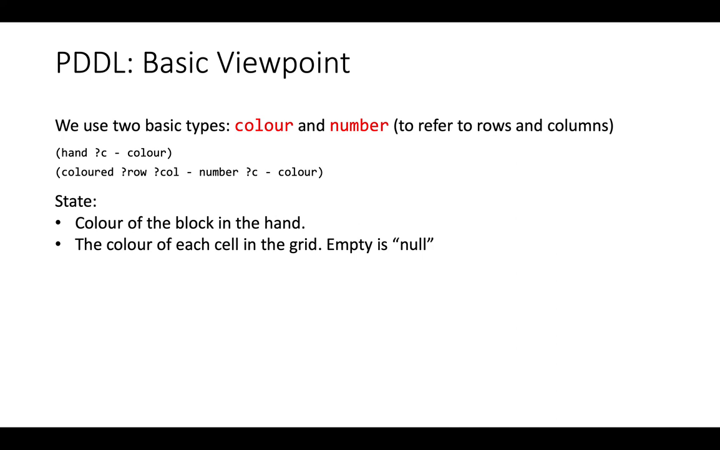So we use two types, color and number, unsurprisingly, to represent the color of things like the cells, either in the hand of the avatar or in the grid, and numbers to represent the indices of rows and columns. So the state that we're going to carry around with us is the color of the block in the hand, again, and the color of each cell in the grid. We're going to use null for empty.